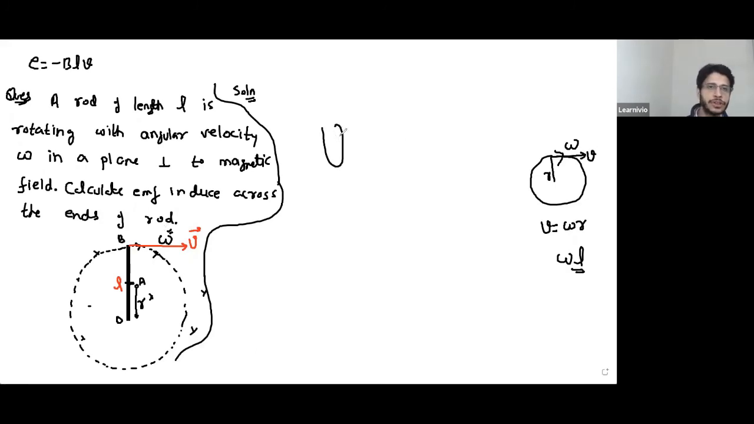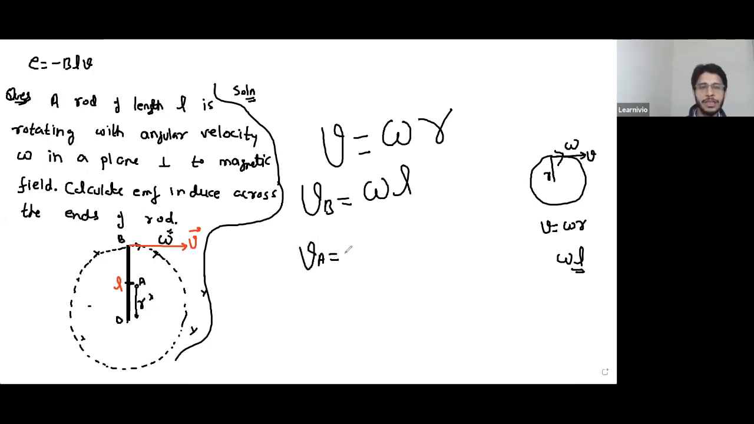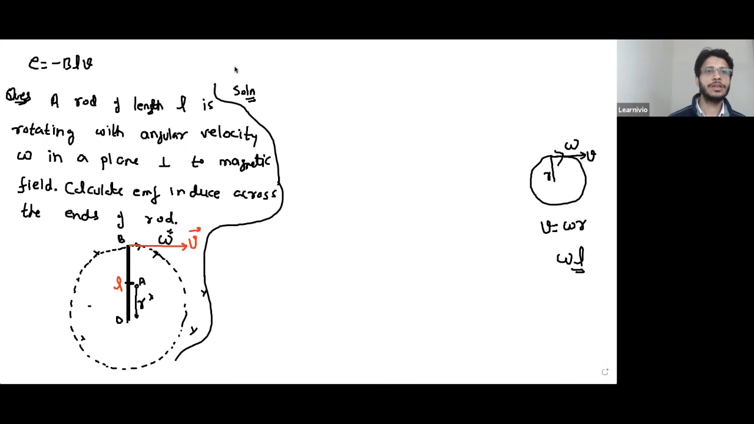See, linear velocity is angular velocity multiplied by the radius of the path. For point B, the center is O and the radius of the path is L, so the linear velocity is omega multiplied by L. But if I am taking this point A, the center of the circle is this. The radius is not L, the radius is R now. So the velocity of point A will be omega multiplied by R. So the linear velocity of each and every point of the rod will change.